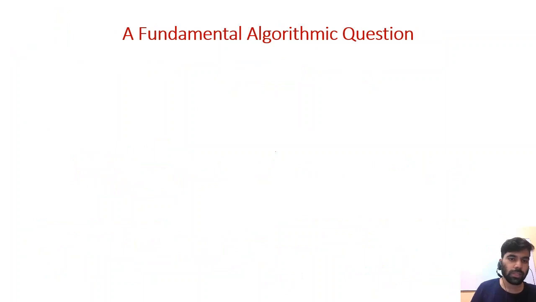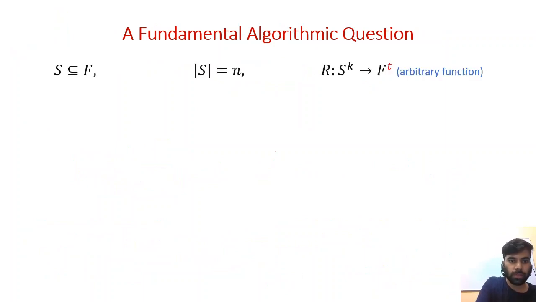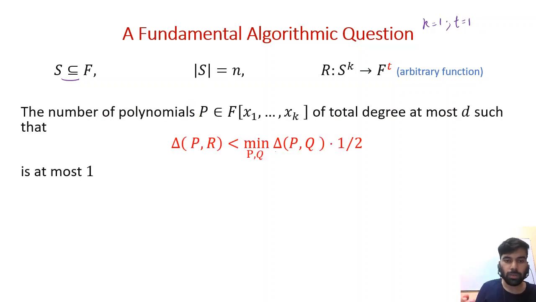So what we've just studied leads to a fundamental algorithmic question. Suppose I give you a subset S of F of size exactly n, and I give you an arbitrary function from S to the k to F to the t. For the moment, assume that k is 1 and t is 1. And I ask you how many polynomials p are there. Since k is 1, I am just asking you for univariate polynomials of total degree at most d, which are close to r.